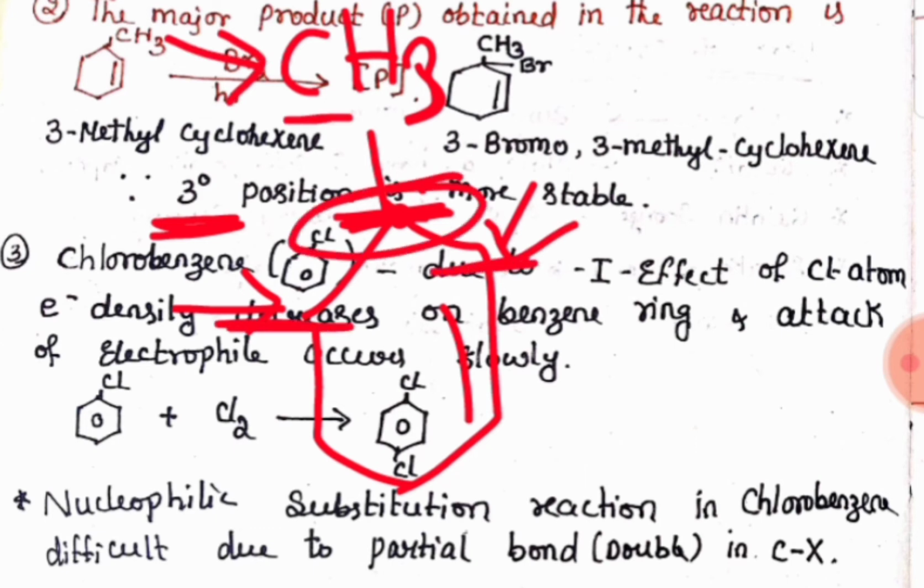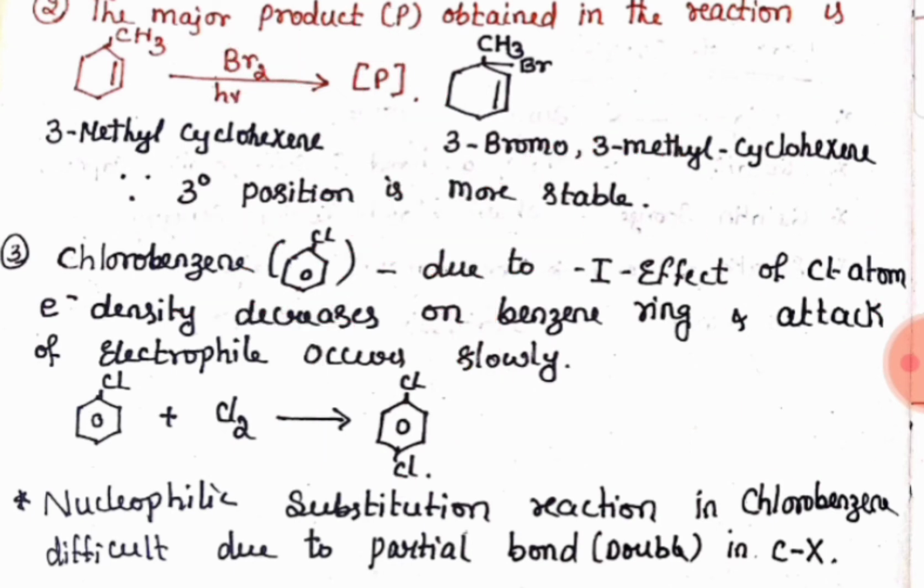That's why, as this tertiary free radical is the most stable one, there will be addition of bromide ion, Br minus, with one odd electron. That's why the major product is 3-bromo 3-methyl cyclohexene. The reason is that the free radical present at the tertiary position is more stable. That's why this is the major product.